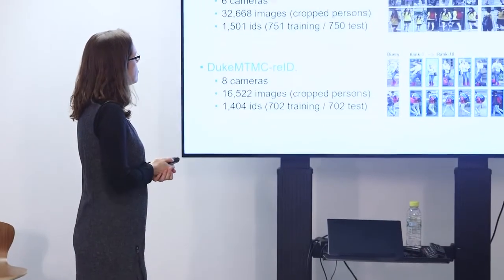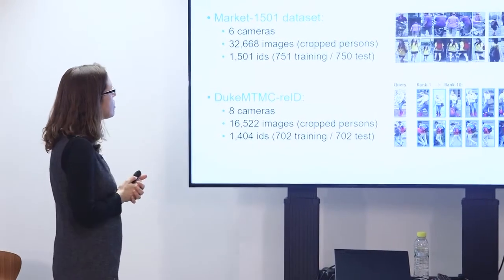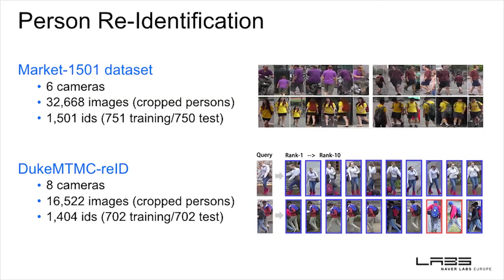I'm going to skip all the details about the method because it's extremely similar to what I showed before. There are a few specificities because it's about people, but we're still using this 3-stream architecture to train. Now, I'm going to show results on 2 datasets, the Market dataset and the Duke dataset. The first one has 6 cameras, the second one has 8.